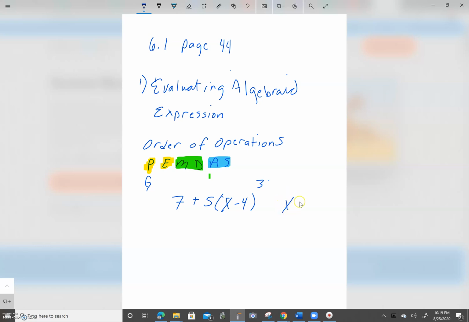So wherever we see an x, right, we're just going to substitute in a 6. So I'm just going to rewrite it for my own sake. 7 plus 5 times 6 minus 4 cubed. And then we're just going to go down one by one. Are there parentheses? Yes, there are. So I'm going to go ahead and do that. So then I have 7 plus 5 times 6 minus 4 is 2 cubed.